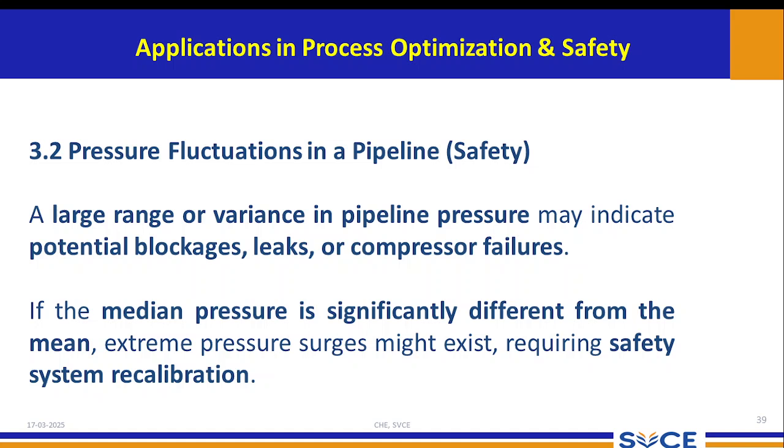Pressure fluctuation in a pipeline. Let's imagine the pressure fluctuation in a pipeline. If the pressure is fluctuated, what does it mean? There is a pressure drop, right? Pressure fluctuation. So obviously in a pipeline there is a pressure drop, so the flow will be less. A large range or variance in pipeline pressure may indicate a potential blockage or leak or compressor failure, because normally the pressure drop will occur, right? If the median pressure is significantly different from the mean, extreme pressure surges might exist, requiring safety system recalibration.